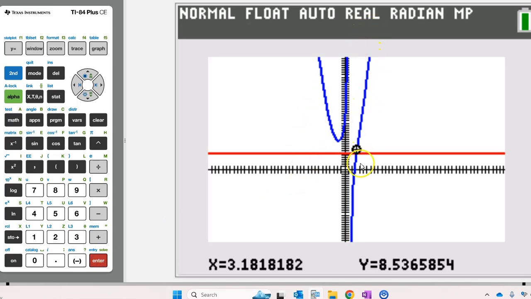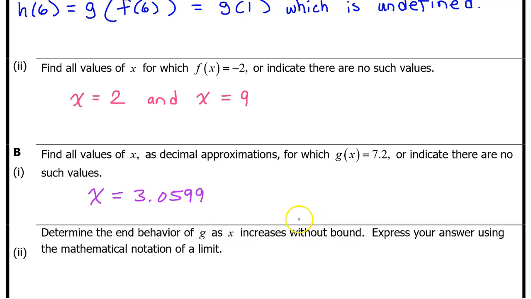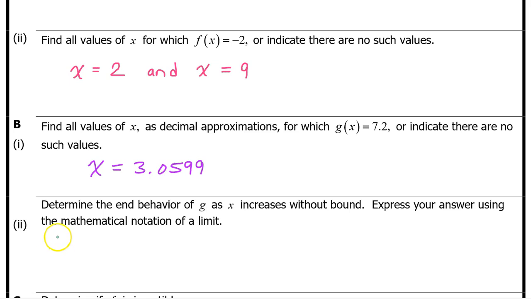Okay, so I feel like I can see the whole function now, and that was the only intersection point. B part 2. Determine the end behavior of g as x increases without bound. Express your answer using the mathematical notation of a limit. As x increases without bound means the limit as x approaches infinity. So let's begin by writing that.